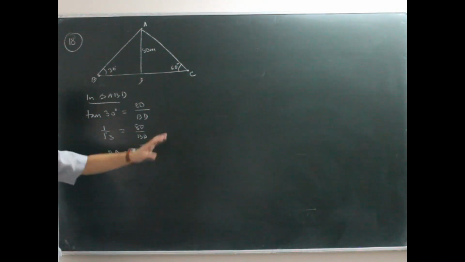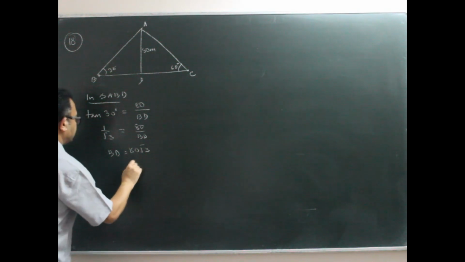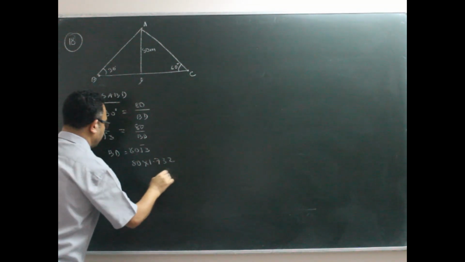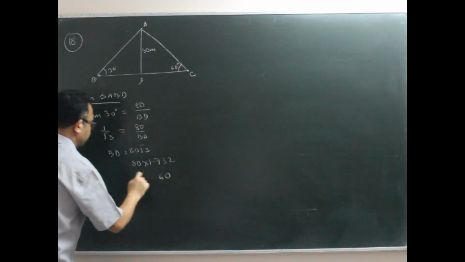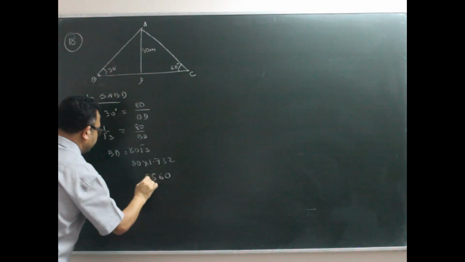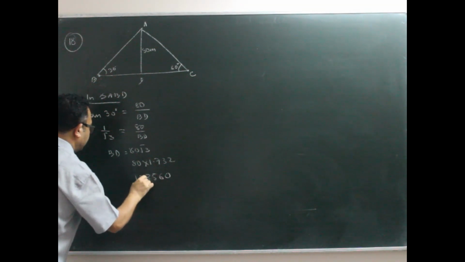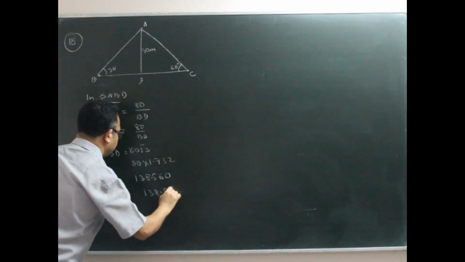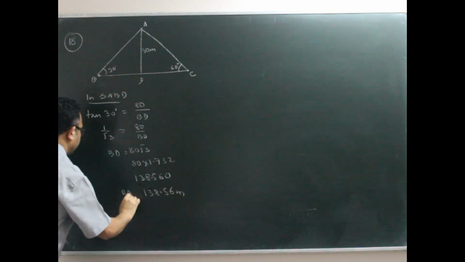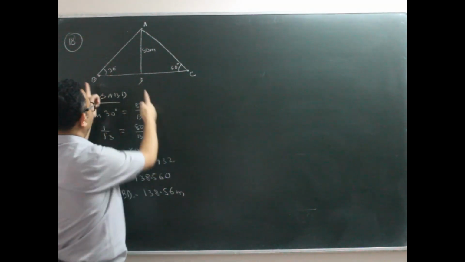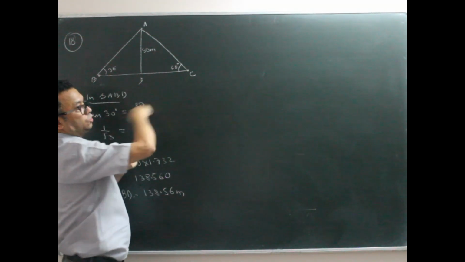Now you can put the value of root 3 and solve in decimal. 80 into 1.732. So if I multiply, I am going to get 138.56 meter, which is the distance from B to D. Now I need this DC, so that BD plus DC will give me the distance between these two men.